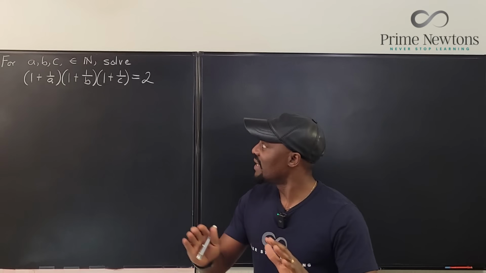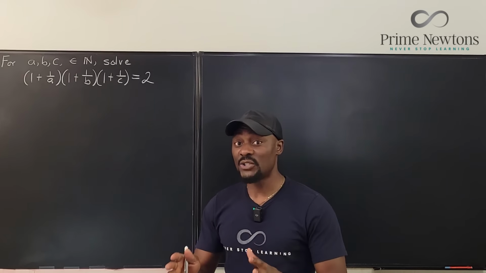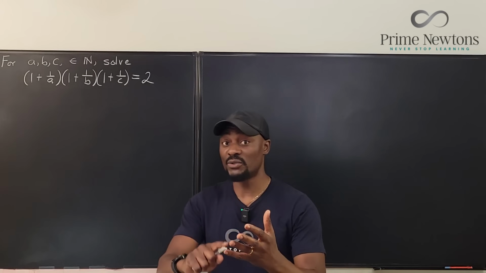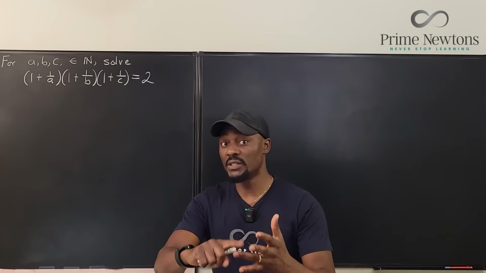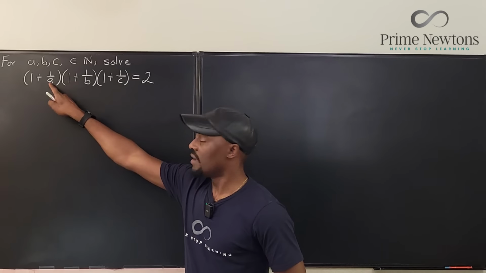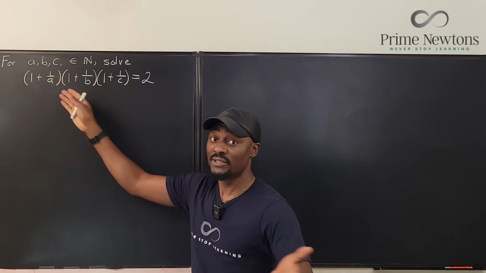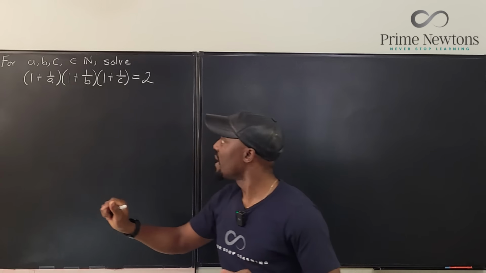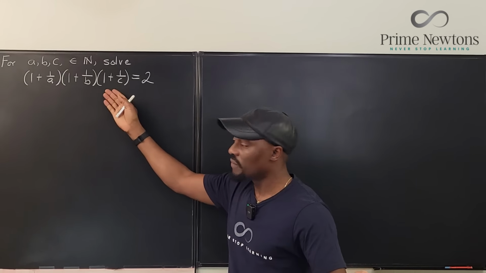So it says if A, B, and C are natural numbers, that is numbers you can count on your fingers, which will be 1, 2, 3, 4, 5. There's no zero involved, so we cannot have zero because you have fractions there. Natural numbers, we're supposed to solve this equation.